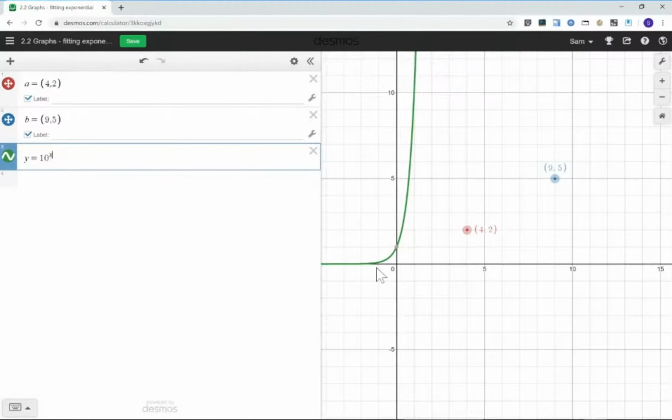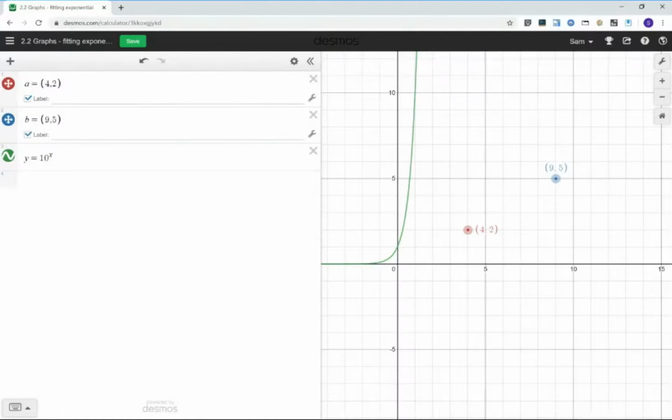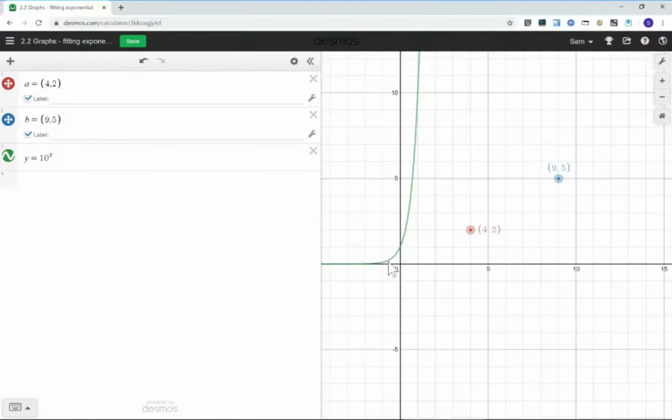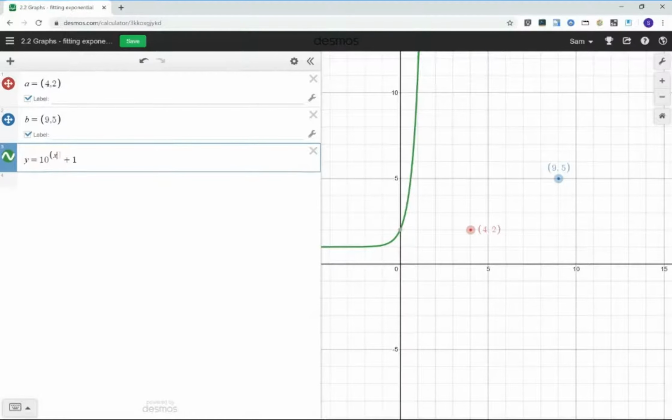So first thing we're going to want to do is to shift our graph upwards. So our first point goes through y equals 2. But our asymptote, we want to be 1 below that point. So I want to shift my graph up by 1. Cool. Now, this point here is now at 0, 2, which is good, but we need to shift it across by 4. Okay, so we've got it through the first point. We've shifted it by the x value, and we've shifted it by 1 less than the y value to account for the asymptote.